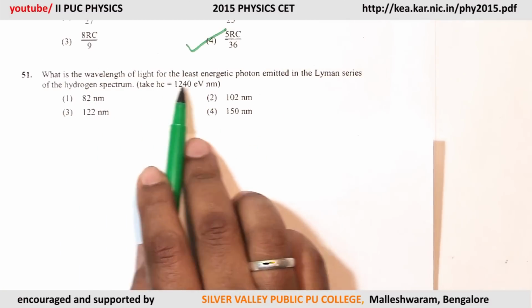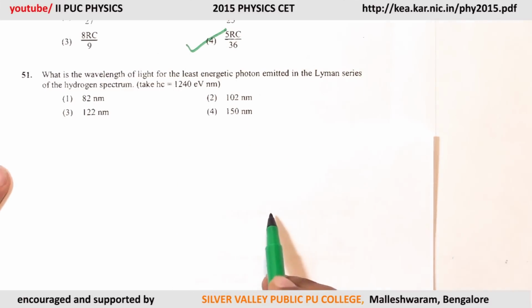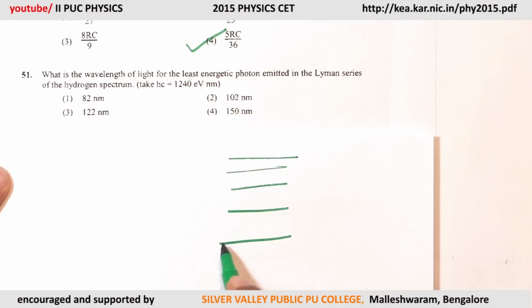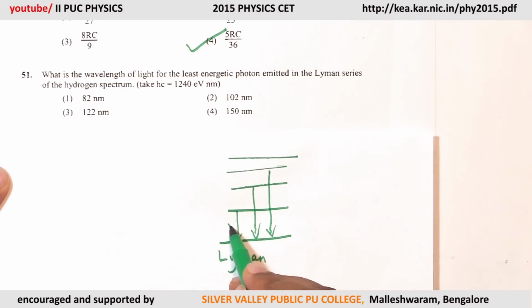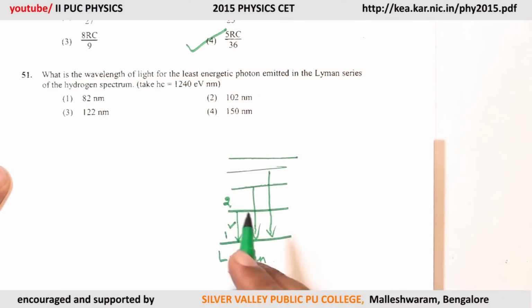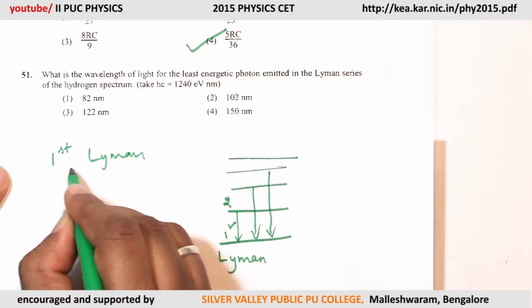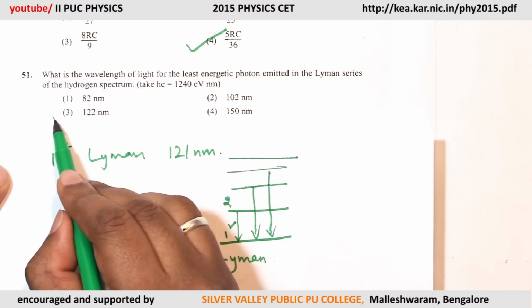What is the wavelength of light for the least energetic photon emitted by Lyman series? If this is the energy level diagram, when transition takes place to first level, then it is called Lyman series. Least energy means among all these transitions, this is the least. 2 to 1 for least energy wavelength means this is the first member of Lyman series. First member of Lyman series is about 121 nanometer, 122 nanometer.